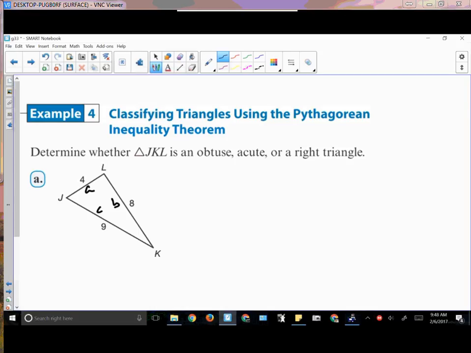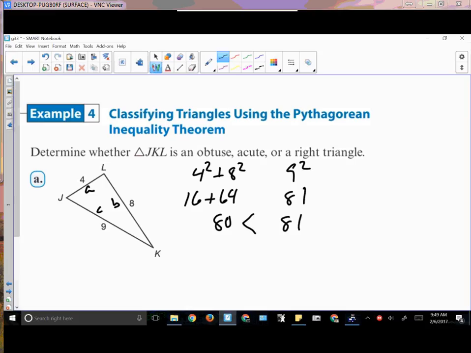So that means I have 4 squared plus 8 squared compared to 9 squared. Well, I don't know what 9 squared is, so I'm just going to put 9 squared there. So that's going to be 16 plus 64, and this is 81. 16 and 64 is 80. This is 81, so that means it is less than.